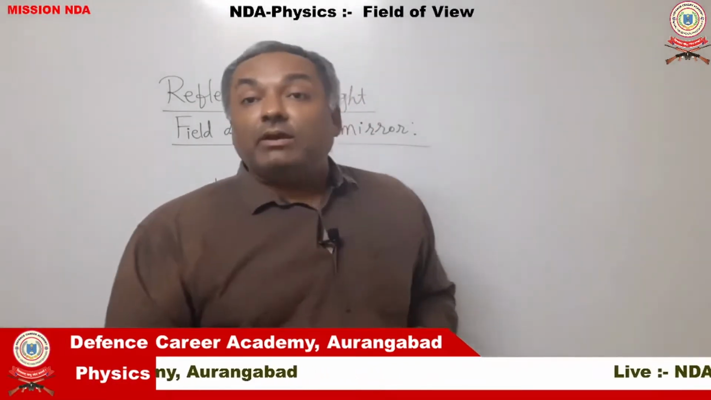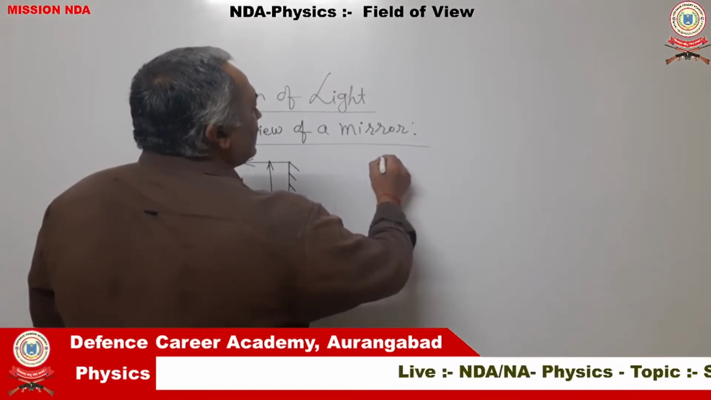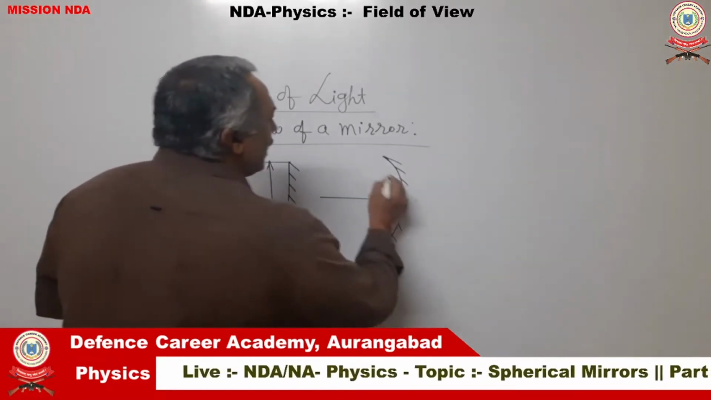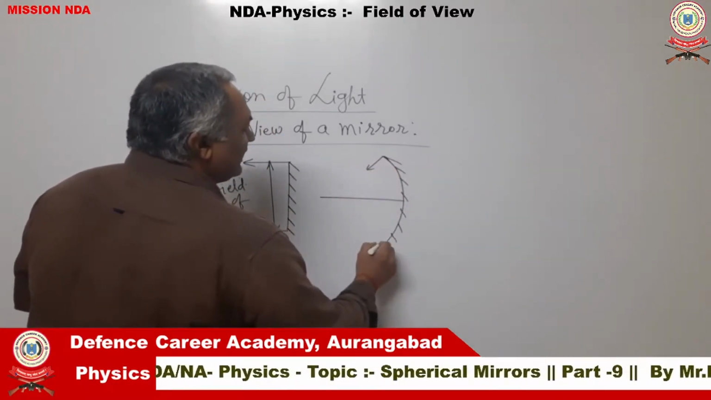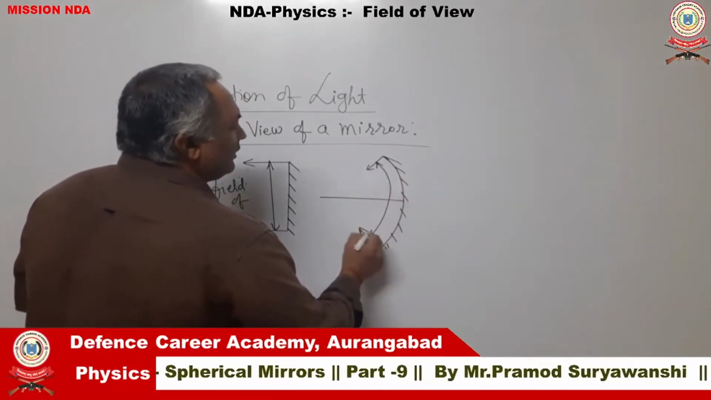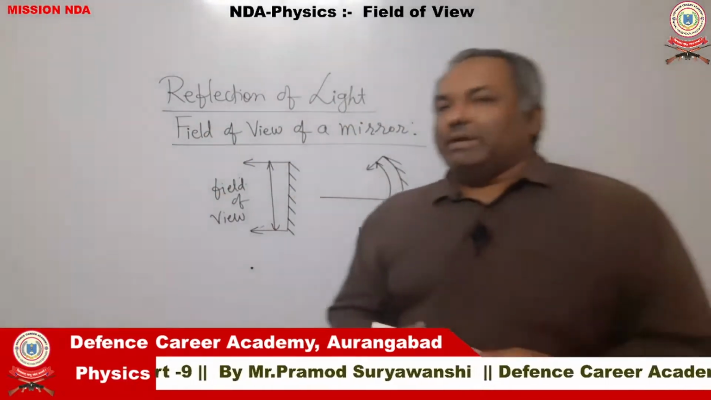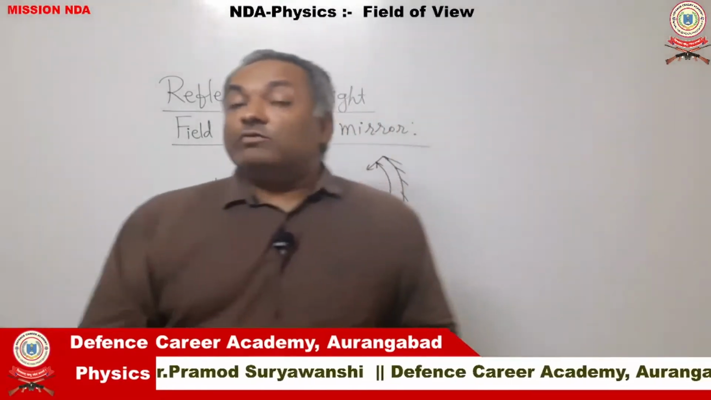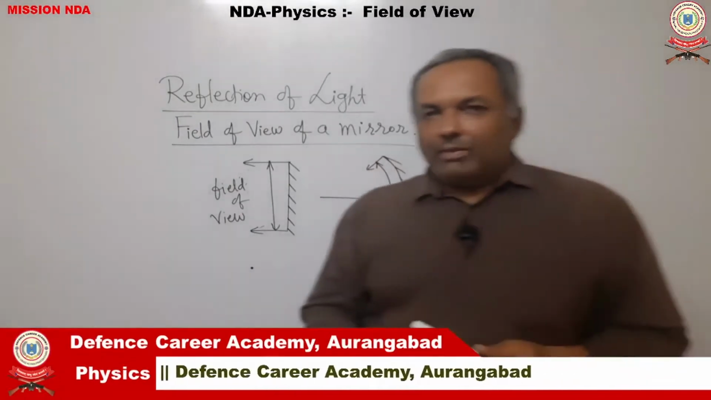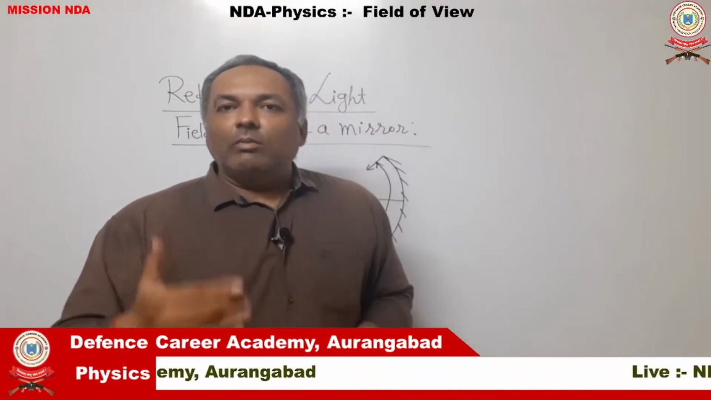So what about spherical mirrors? Let's take a concave mirror for instance. Suppose I have drawn a concave mirror. Because of the curved surface, the concave mirror has a very limited field of view. It is only this much, which means that if I am standing in front of the mirror, I will be able to see only those objects which are within this space.